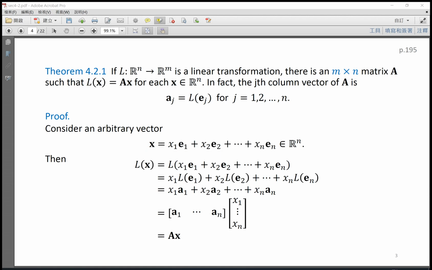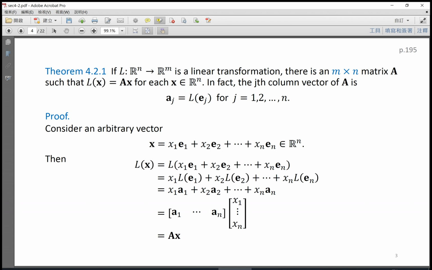To prove theorem 4.2.1, consider an arbitrary vector x in R^n, which can be expressed as x1 e1 plus x2 e2 plus up to xn en, where e1, e2 up to en is the standard basis in R^n, and x1, x2 up to xn is the coordinate of x with respect to the standard basis.